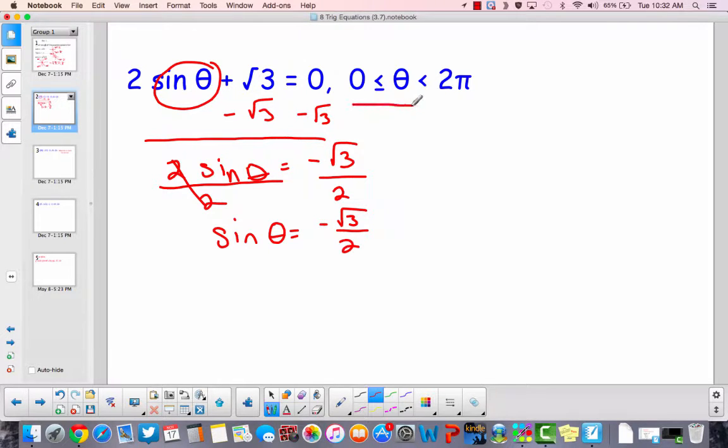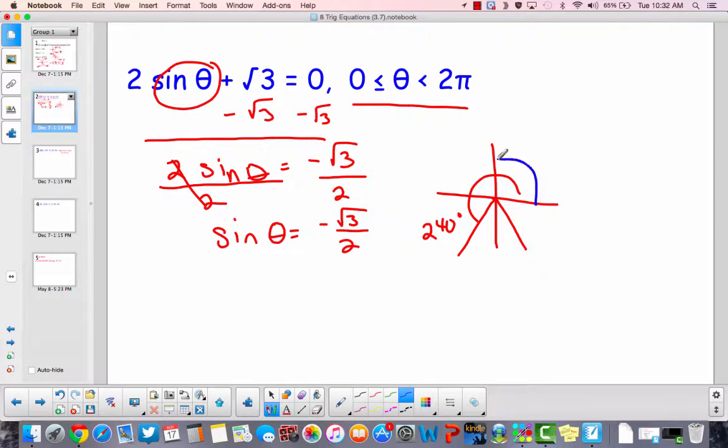And theta has to be between 0 and 2 pi. So where is sine of theta negative? Well, sine of theta is negative in the third and the fourth quadrant. So we can take either one of those two angles. If we think about it, 240 degrees, because it's the same as our 60-degree reference angle, or 300 degrees, also gives us a negative.